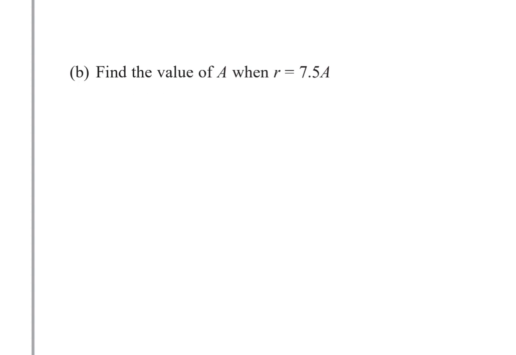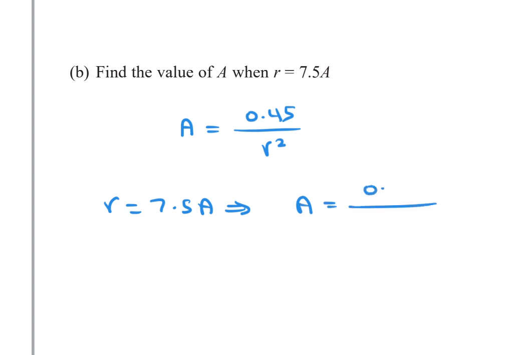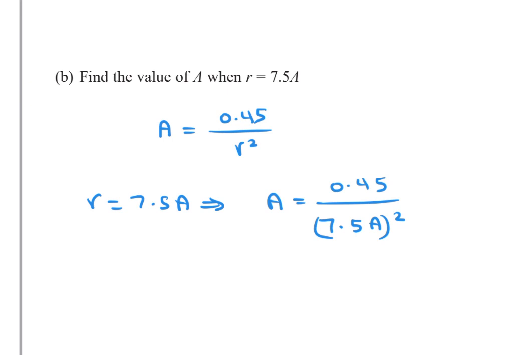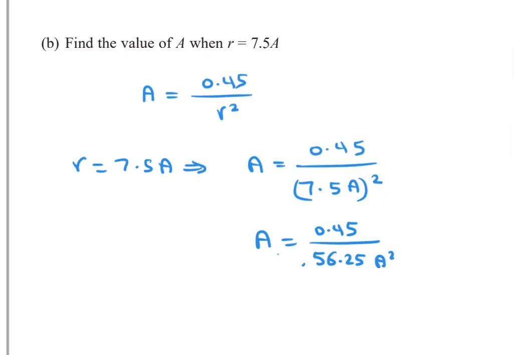B, find the value of A when R equals 7.5A. So we have A equals 0.45 over R squared. Now R equals 7.5A. Substitute. So A equals 0.45 over 7.5A all squared. So A equals 0.45 over 56.25 A squared. Now cross multiply.